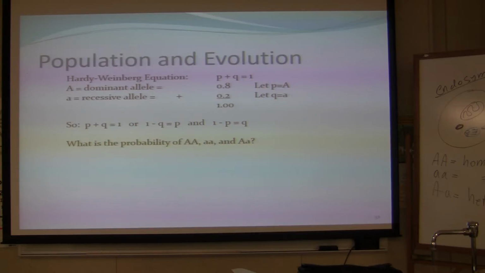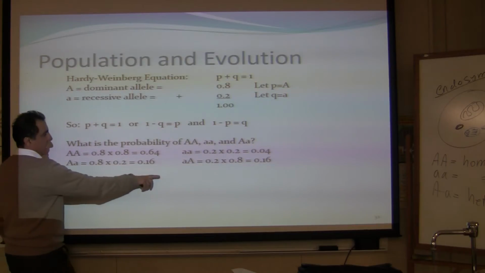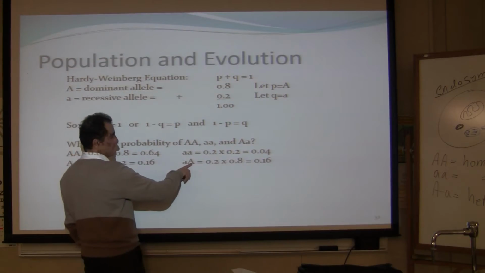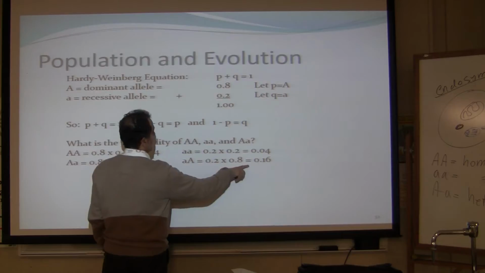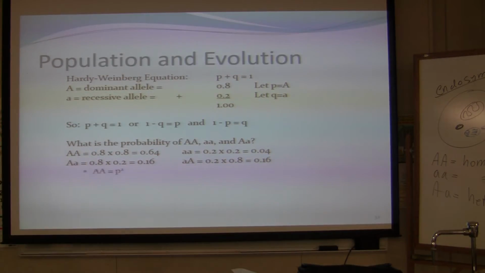Okay? So, what am I saying? What is the probability of capital A, capital A? It is 0.8 times 0.8, 0.64. Small a, small a, 0.2 times 0.2, 0.04. And then capital A, small a, you have 0.8 times 0.2 is 0.16, and small a, capital A, 0.2 times 0.8 is 0.16.